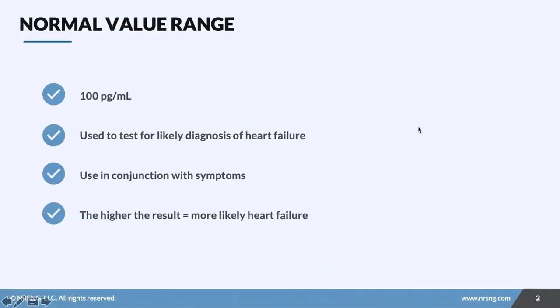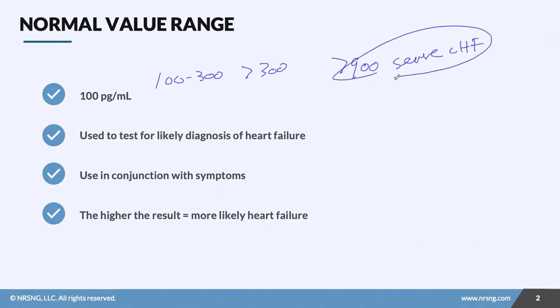The normal value for BNP is under 100. We want it to be under 100. 100 to 300 would be low level, like heart failure going on. Over 300 would be moderate. And then over 900 would be severe heart failure. Now, I've seen levels go as high as like 4,500 in patients who have very extreme heart failure. So it's really something we're looking for and watching for in these types of patients.